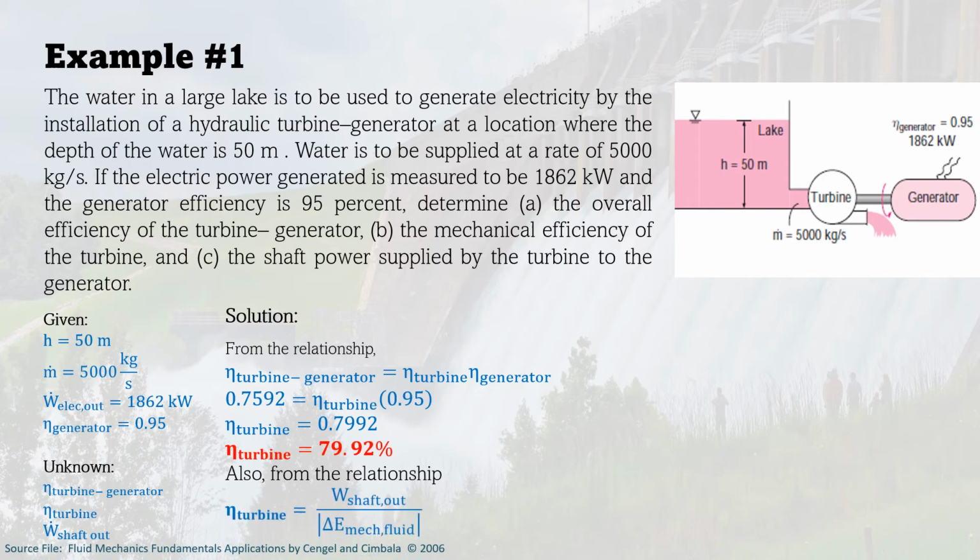So also from the relationship, the efficiency of the turbine is just the shaft output, which is the output at the shaft at the outlet of the turbine, divided by the change in mechanical energy of the fluid, which is the water horsepower. If we substitute the values, we can get the shaft output also. So the shaft power supplied by the turbine to the generator is 1960.038 kilowatt.